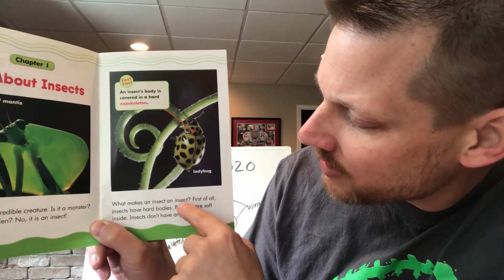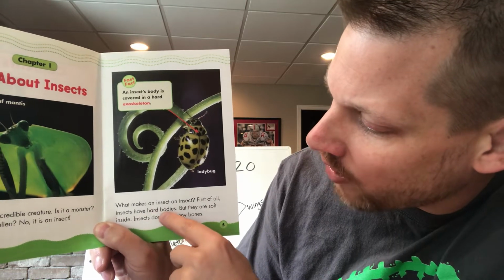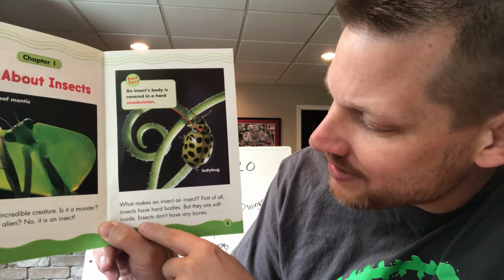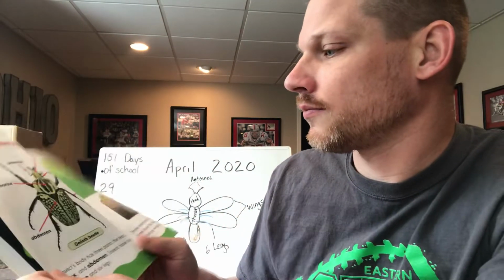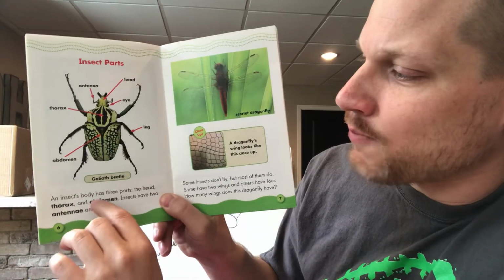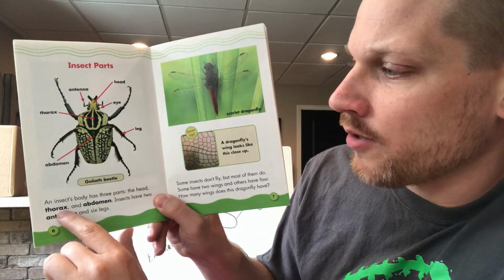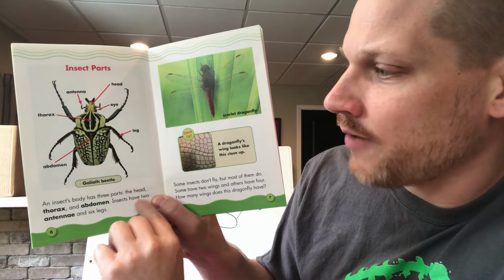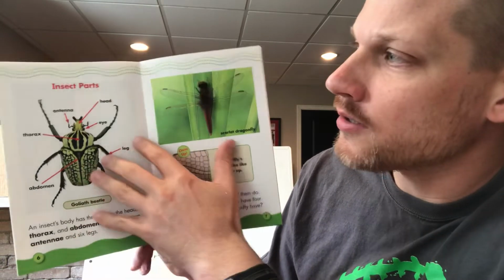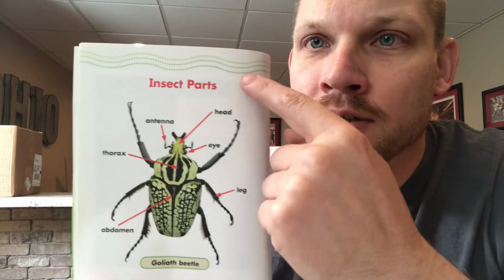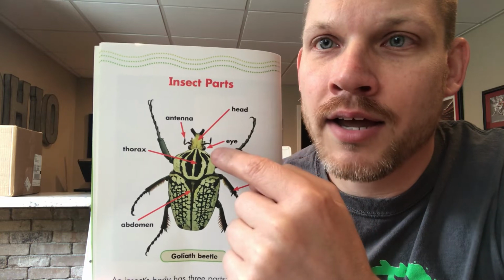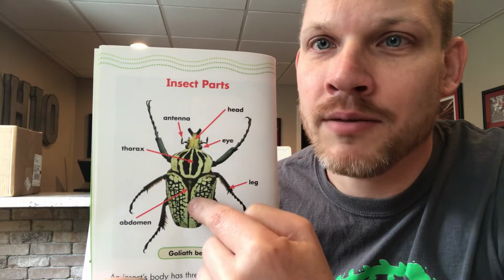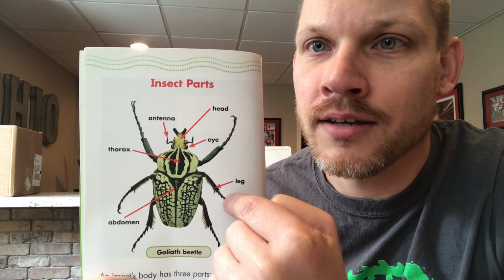What makes an insect an insect? First of all, insects have hard bodies. They are soft inside. Insects don't have any bones. An insect's body has 3 parts: the head, the thorax, and the abdomen. Insects have 2 antennae and 6 legs. Right, so then you can see that on this page. So here's the insect. It says insect parts. We have antenna. We have it pointing to the head, eyes, thorax right here in the middle, abdomen down here, and here is a leg.